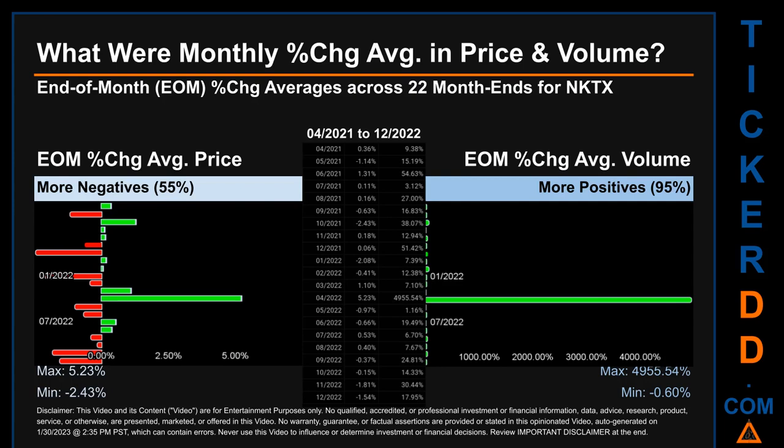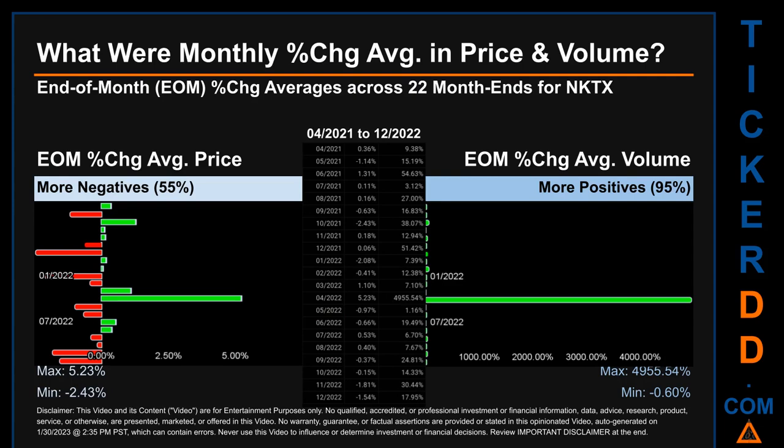What were end-of-month percentage change averages in price and volume for NKTX? The monthly average of percentage change in price and in volume were calculated for each of the 22 month ends. That calculation took daily percentage changes and averaged them for each given month. If a month end came out negative, then it means that the month summarily saw a negative change.